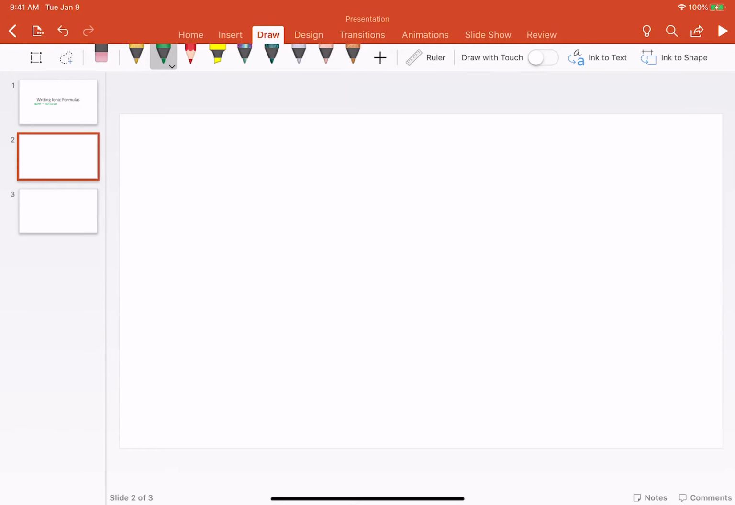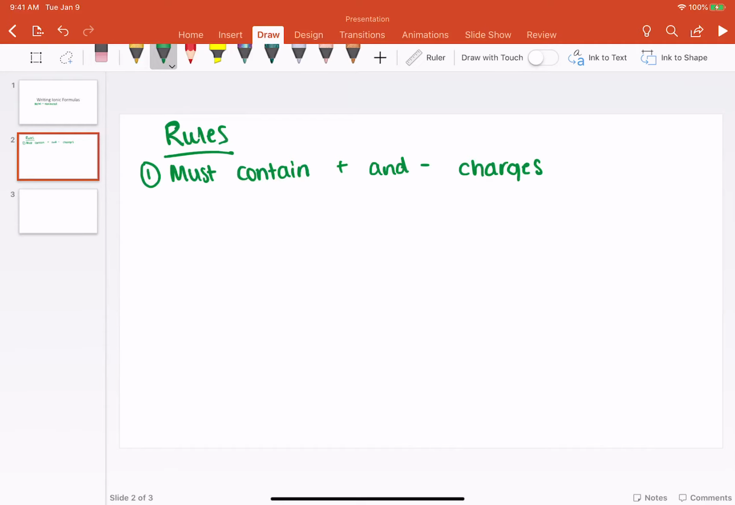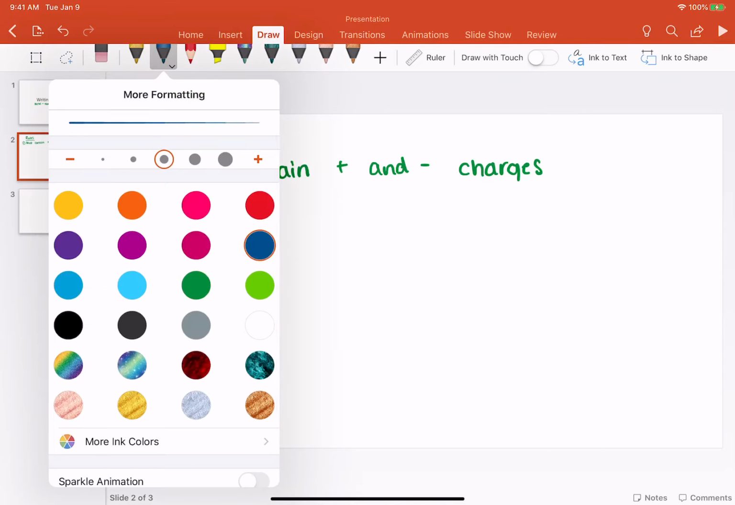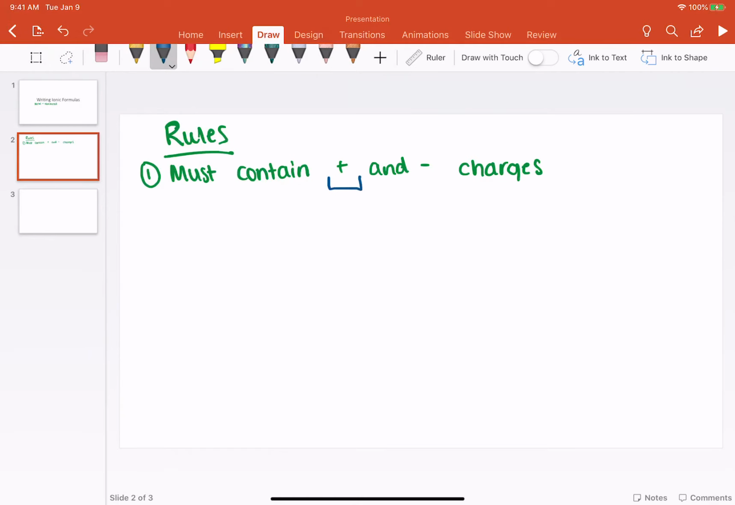So here's how we do that. There are 3 different rules. Rule number 1 is that our ionic formulas must contain positive and negative charges, which means that our ionic formulas are formed between cations and anions. So remember, our positive charges are our cations, and our negative charges are our anions.